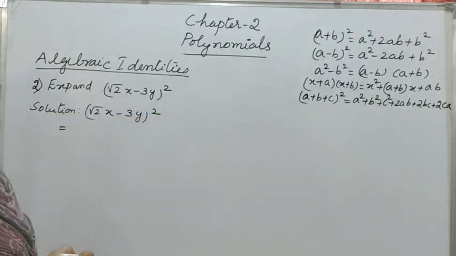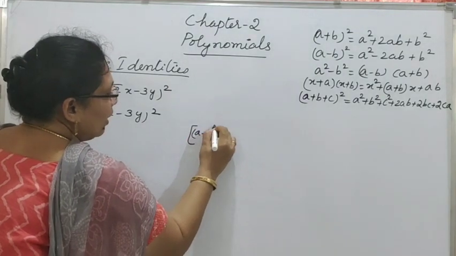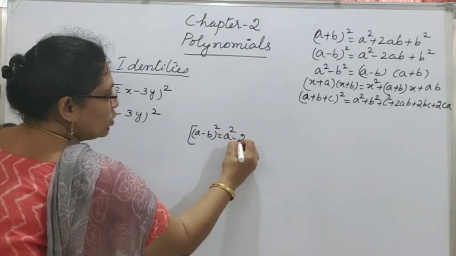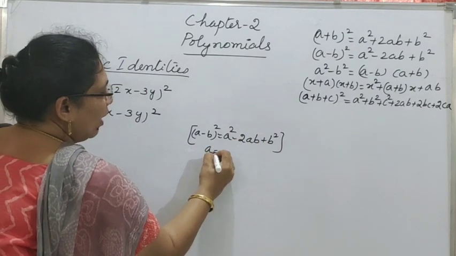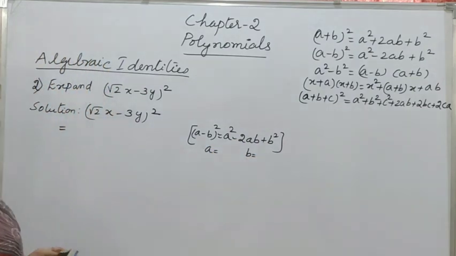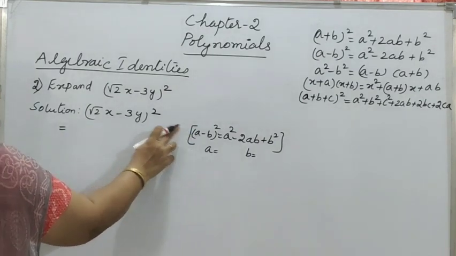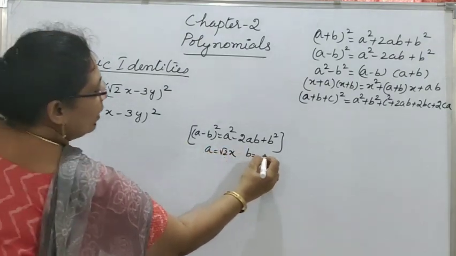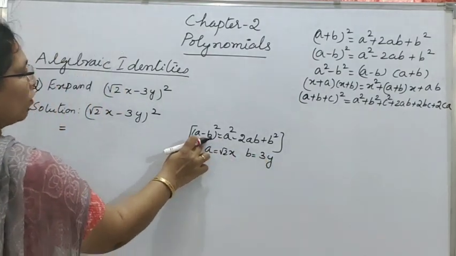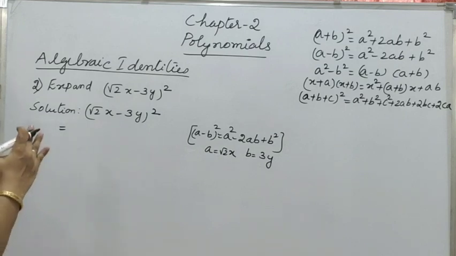Okay, we identified the identity. So I'll write the identity first. (a − b)² = a² − 2ab + b². What a is and what b is we should take down. So compare the question with the identity. By comparing, what we can write, in place of a it is √2x. In place of b it is 3y. Now see, here also minus, here also minus. So there is no confusion. There is no need of writing b = −3y like that. We should compare.